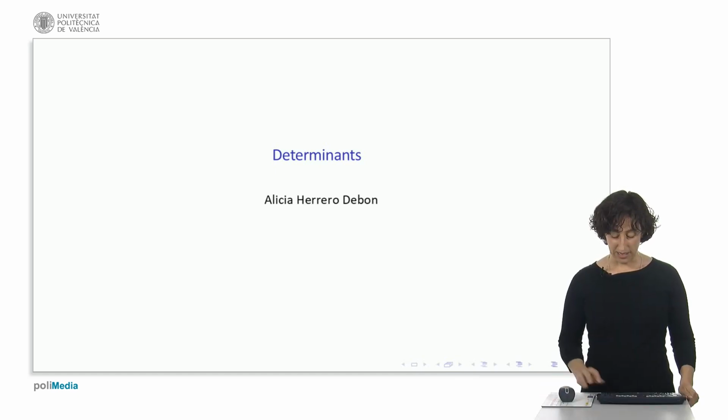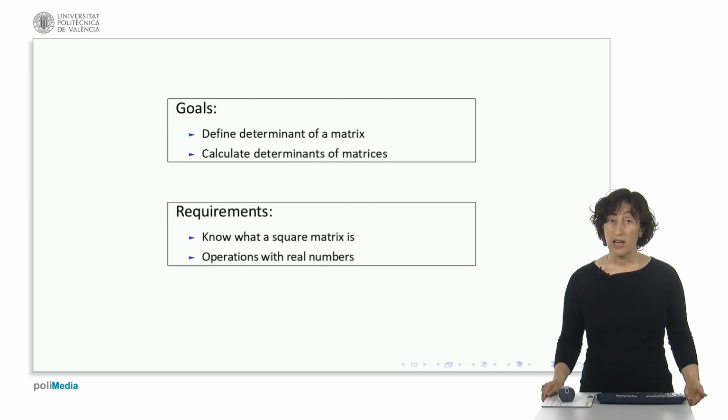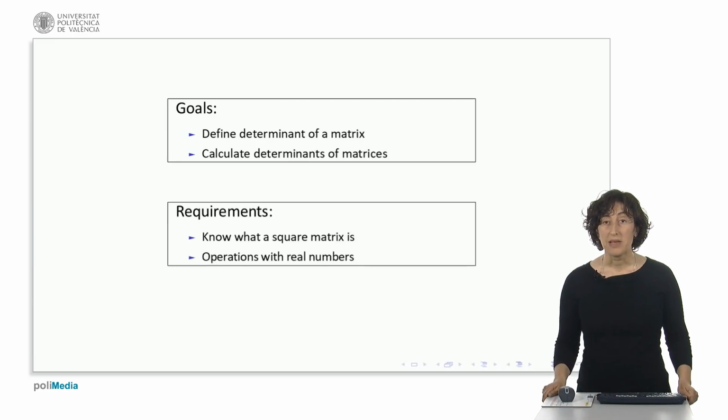In this lesson, we are going to talk about the determinants. We are going to define what the determinant of a square matrix is, and we are going to see how this type of determinants are calculated. You need to remember that a square matrix is a matrix that has exactly the same number of rows as columns, and how operations are carried out with real numbers to make the calculations.